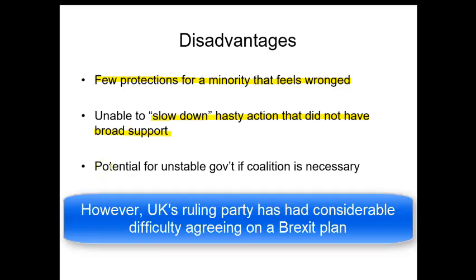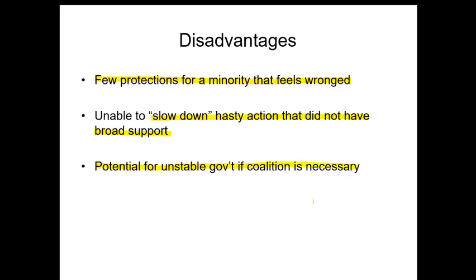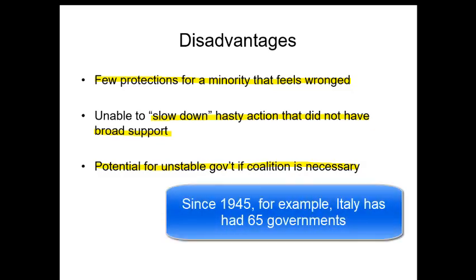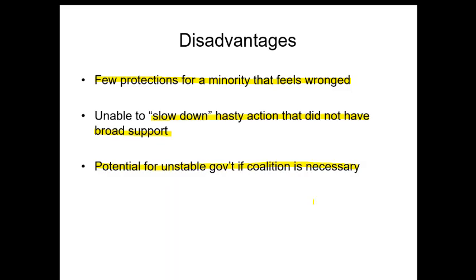And of course, we've already talked about the potential for an unstable government if there's a coalition that needs to be in place for a majority. And that coalition could fracture along those party lines. And we've already talked about how some countries, such as Italy, have had many different coalitions over the past decades.